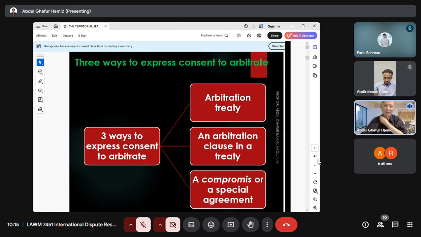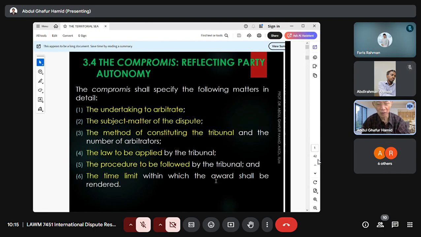And number three is ad hoc consent. Ad hoc consent can be given by means of a compromise or a special agreement. We do not pronounce it as "compromise", because it's a French, not English term. So in "compromis", the S sound is silent here. Okay, now we will go in more detail about the compromis.